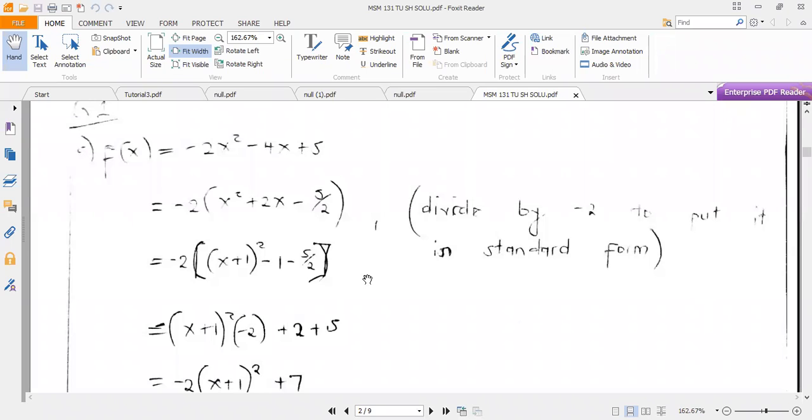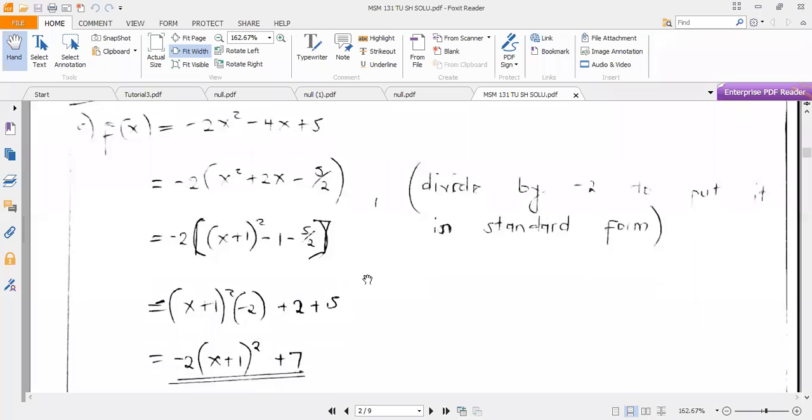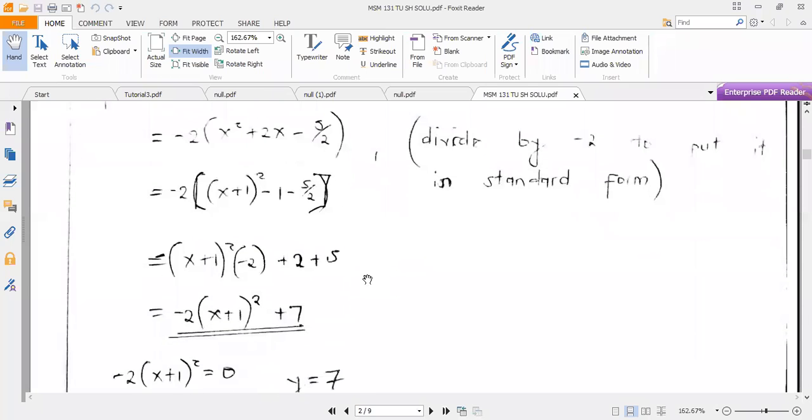I don't like dealing with fractions because I know most students are not good when it comes to dealing with fractions. So I advise at this point you multiply by the -2 that is outside, because the -2 simply means it's multiplying everything in the brackets. So -2 times x plus 1 squared stays as -2 times x plus 1 squared. Then -2 times -1 will be +2. Then -2 times -5/2 will be +5.